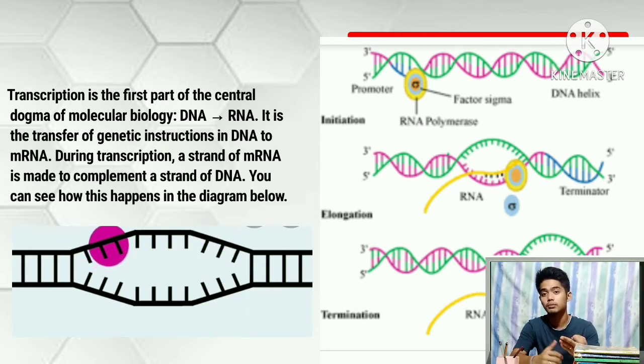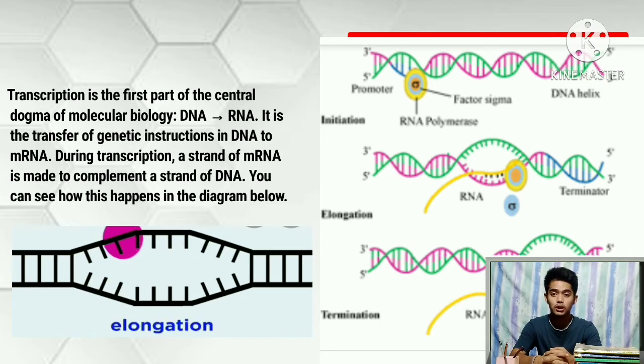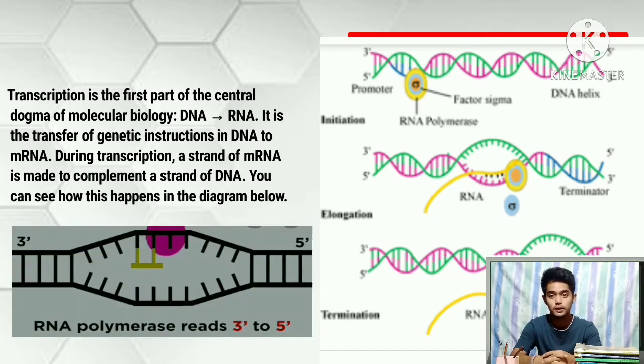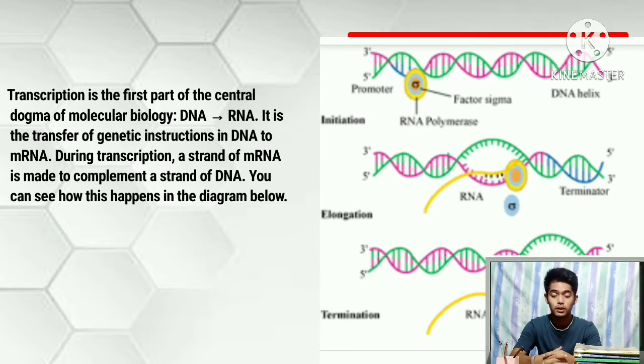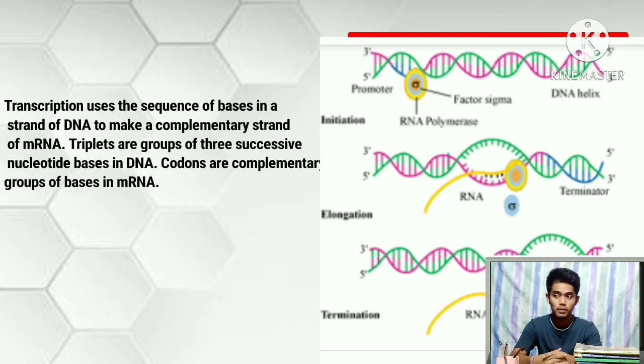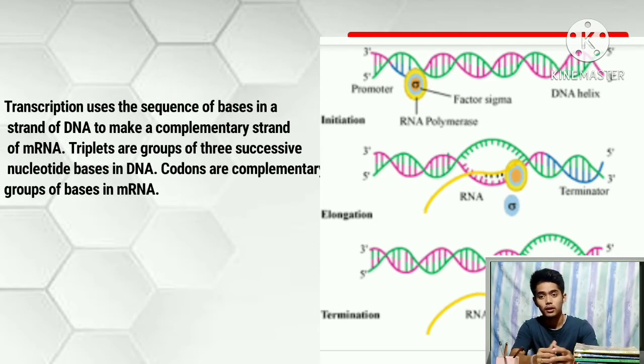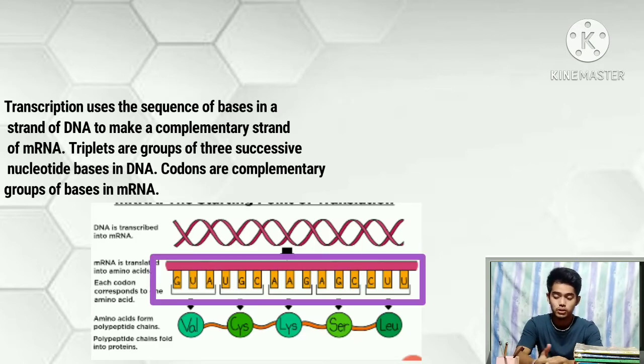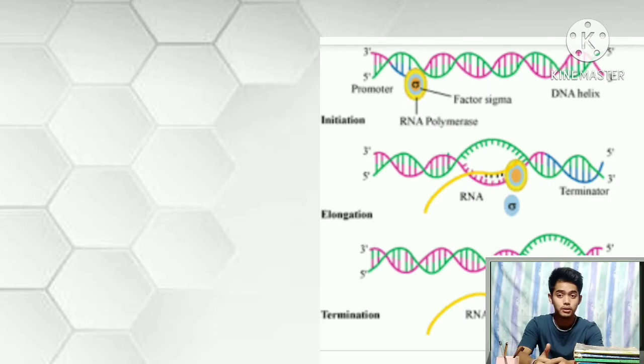During transcription, a strand of mRNA is made to complement a strand of DNA. You can see how this happens in the diagram below. So, transcription uses the sequence of bases in a strand of DNA to make a complementary strand of mRNA. Triplets are groups of three successive nucleotide bases in DNA. Codons are complementary groups of bases in mRNA. So let's move on to the steps of transcription.